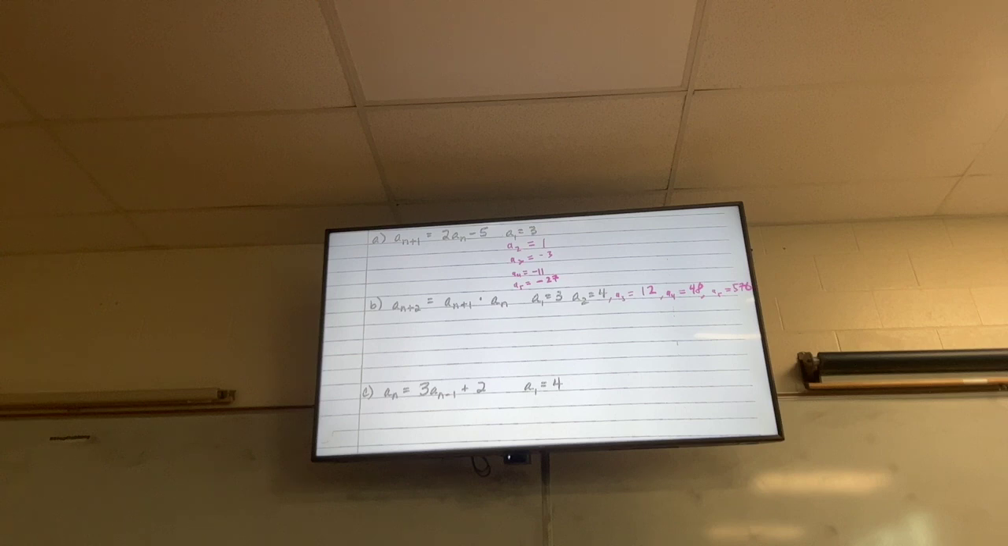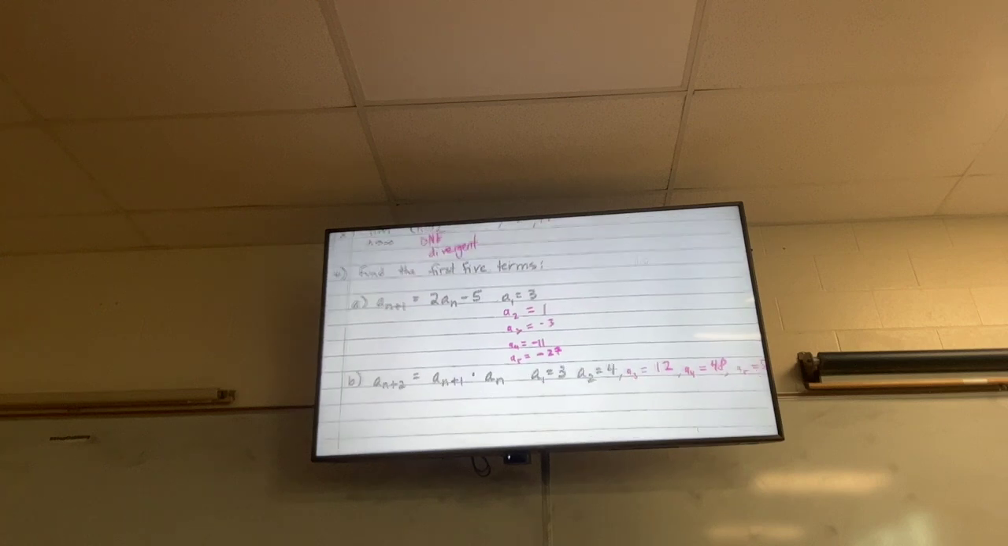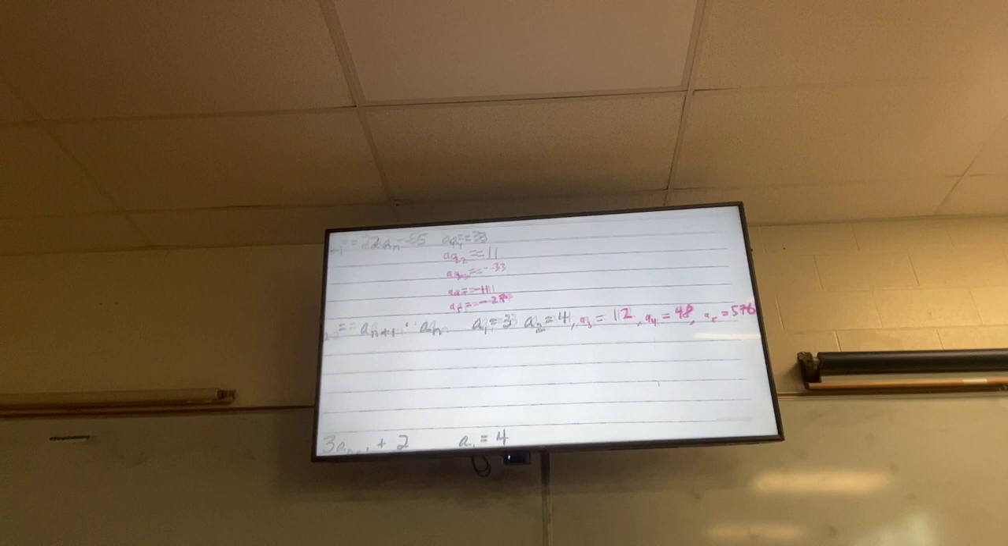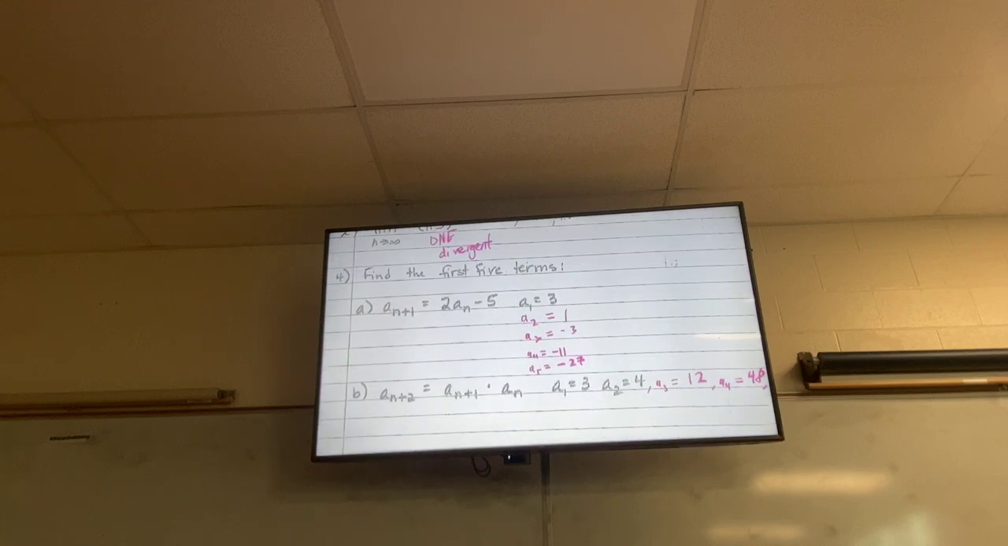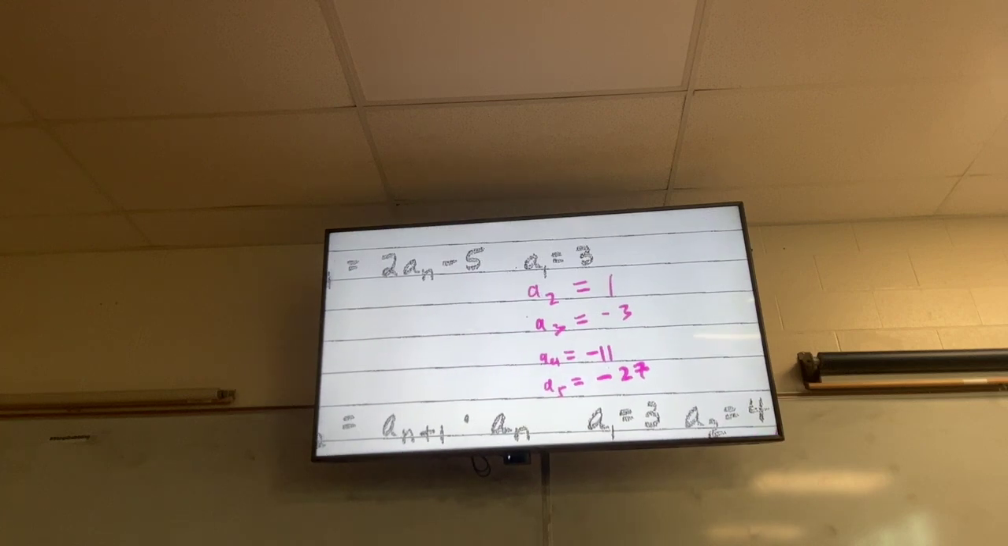Wait, so for the last one, it was A or B? A. So I took this 3, this one was equal to 2 times 3 minus 5. This was equal to 2 times 1 minus 5. So each time, to get each new term here, I'm just taking the previous one and multiplying it by 2 and subtracting 5. Oh, so you're plugging it in. I'm just plugging in the previous term, yeah. Does that make sense?